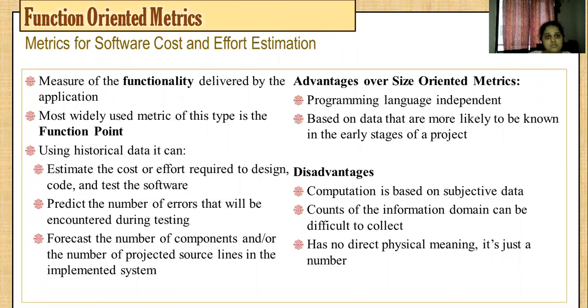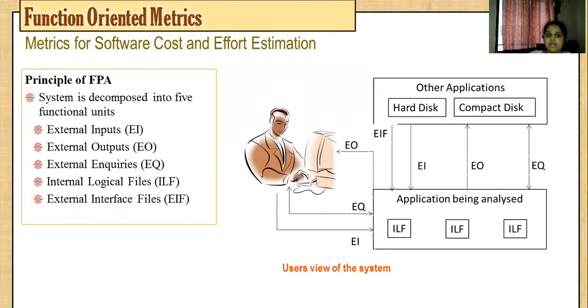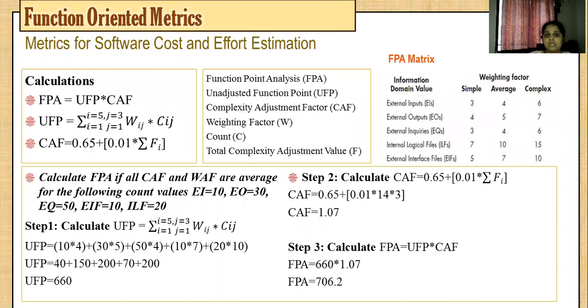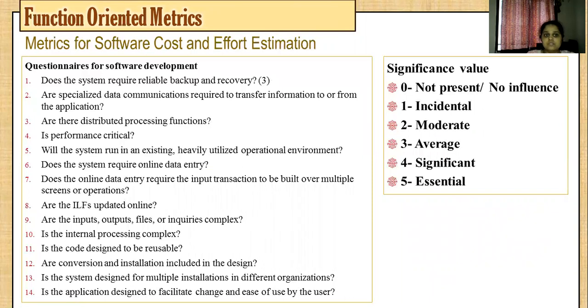So we went towards function-oriented metrics, where we saw that it is dividing the system into 5 different functional units, and based on these units, it is founding the FPA, that is function point analysis, using unadjusted function point and complexity adjustment factors. We saw how we are calculating this with the help of an FPA matrix, and we found what is function-oriented metrics using this significance value and the questionnaires.